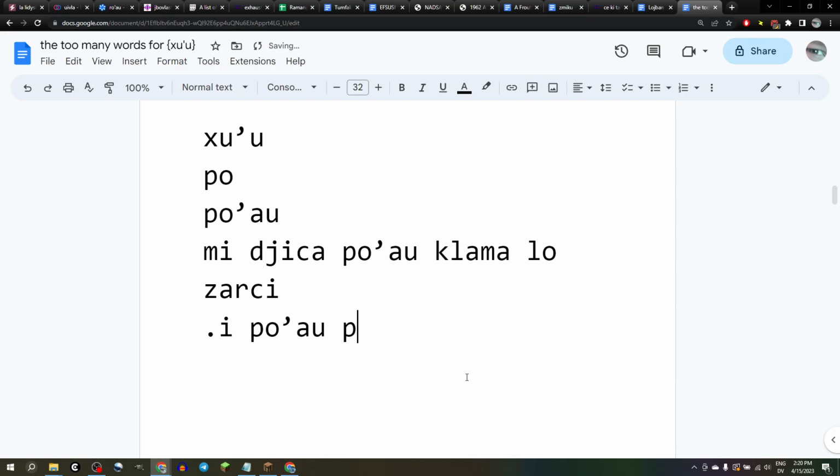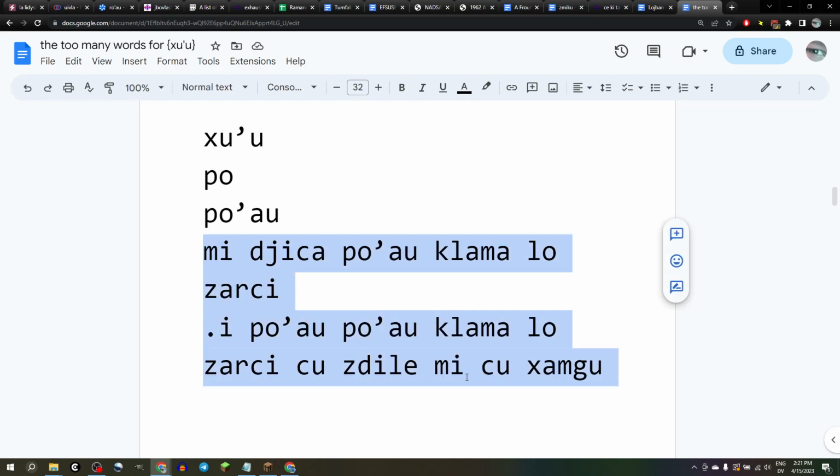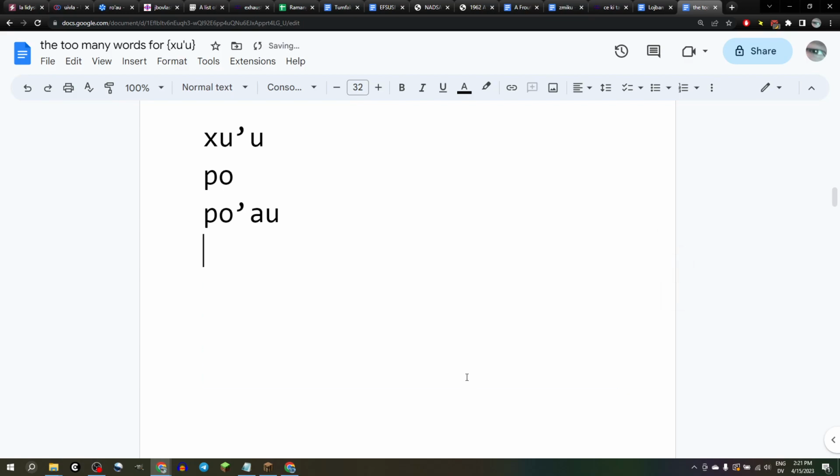I pohau klama lo zarshi shuz dile mi shuhamgu. That going to the market is fun for me, is beneficial. Pohau klama lo zarshi shuz dile mi shuhamgu. Nothing wrong with that. Pohau works fine. I felt fine with pohau.